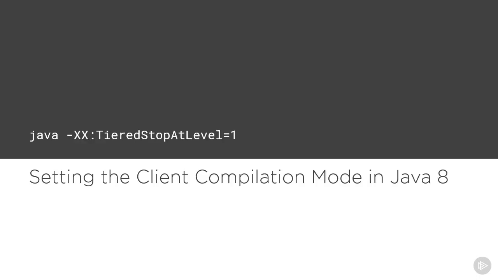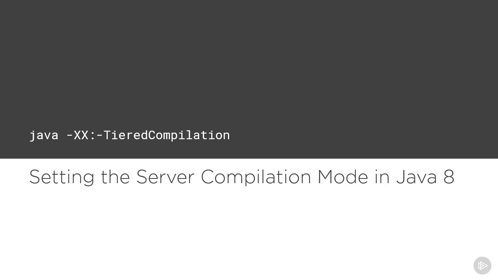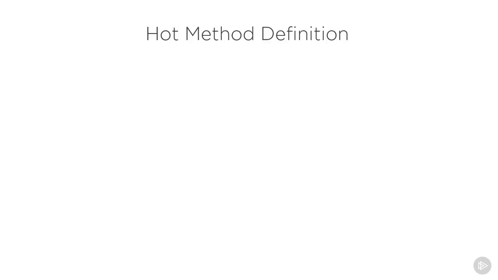In Java 8, the simplest way to run in pure C1, that is client mode, is to set the TieredStopAtLevel flag to 1. This setting keeps tiered compilation turned on, but caps the compilation level at level 1, leaving only 2 compilation levels. Level 0, which is the interpreted mode, and level 1, which is the C1 compiled mode, with no additional profiling overhead. To run in pure C2 compilation mode, you need to turn off tiered compilation. This results in the simple compilation policy being activated instead of the advanced compilation policy. With the simple compilation policy, hot methods are compiled just once at the highest compilation level, which by default is the C2 compiler level.